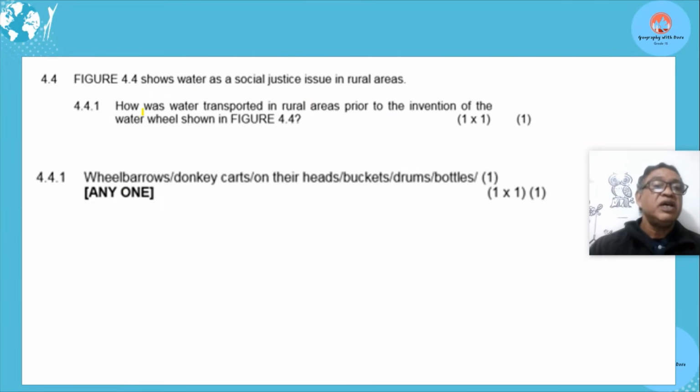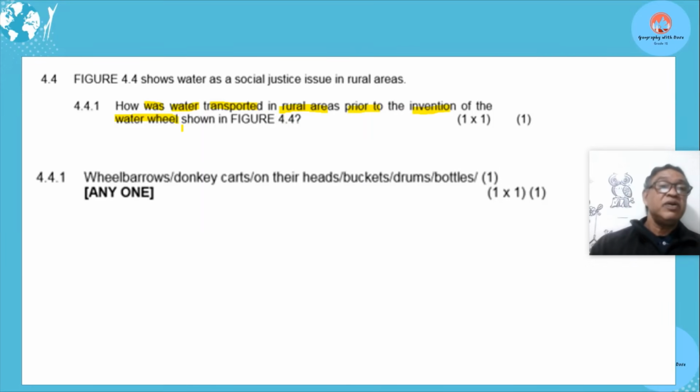First one. How was water transported? And it was. Watch out, learners. We found in this sort of question that people spoke about the water wheel immediately. They didn't look at the word was. In rural areas prior to invention of the water wheel. Can you see already from the first question, because this water wheel is something new, the examiner has already given you a little hint. Invention of the water wheel.